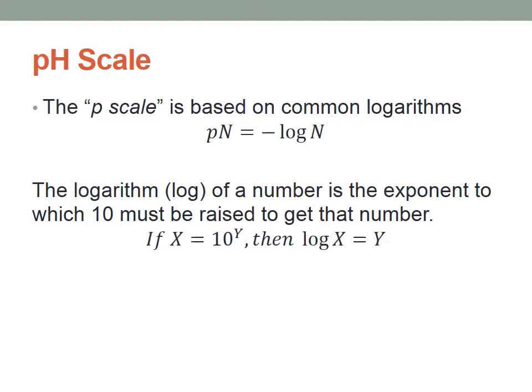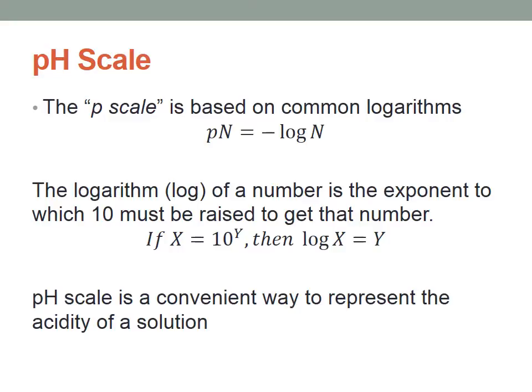So for example, if we have x is equal to 10 to the exponent of y, that tells us that 10 must be raised to the exponent of y to give that number x. That means the log of x is equal to y, because we said the logarithm of a number is the exponent to which 10 must be raised to give that number. So 10 must be raised to the exponent of y to give us x. So the log of x is equal to y.